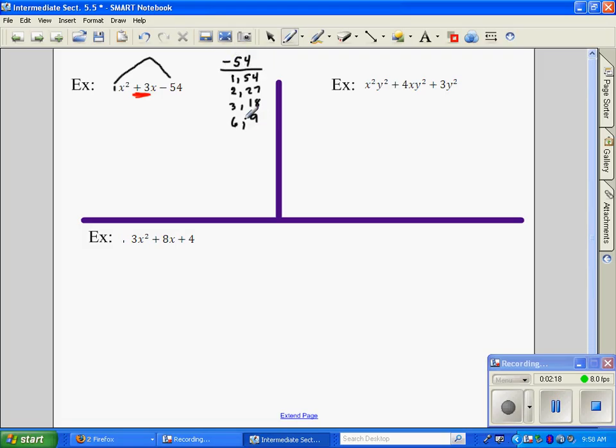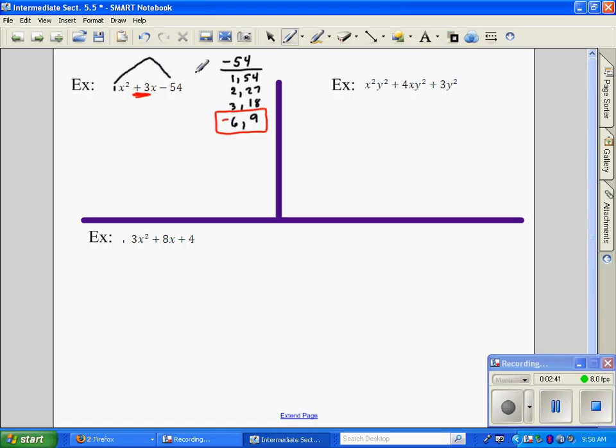So, and I'm seeing a 6 and a 9 could get me a 3, so I want to figure out, I need this to be a positive 3, so that when I add these I need it to be a positive 3. That means if I put the negative with the 6, I'm going to check that. Negative 6 times 9 is negative 54, yes. Negative 6 plus 9 is a positive 3, yes.